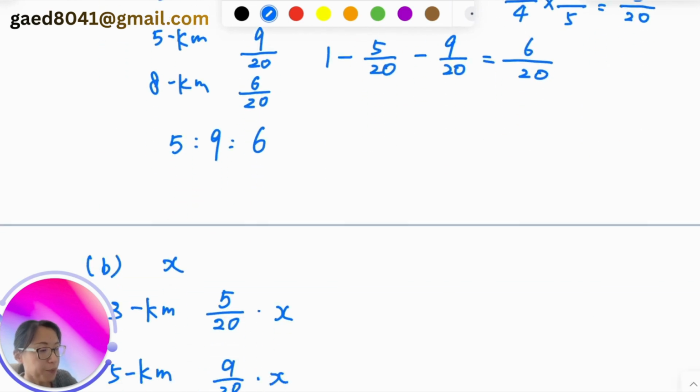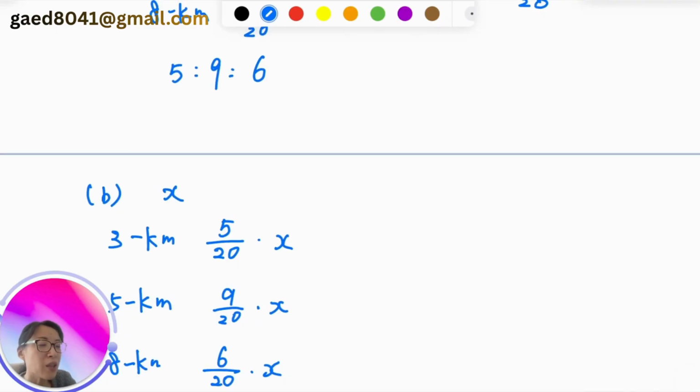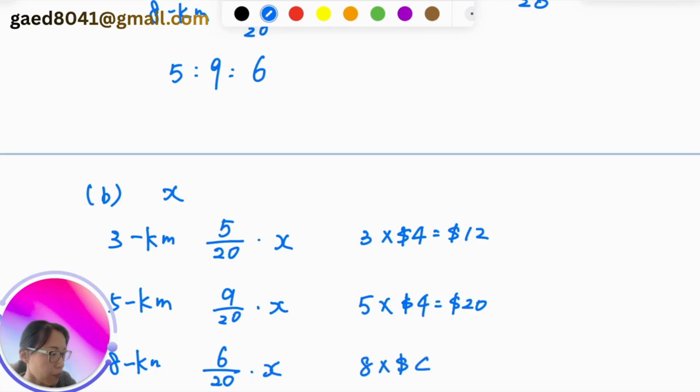From the question, we also know for every 1 kilometer a participant walked, $4 was donated to charity. So now let's take the 3-kilometer route as an example. In this case, if one person completes the route, then $12 will be donated to charity. Similarly, in the 5-kilometer route, 5 times 4, $20. And then in the third case, $32 will be donated to charity.